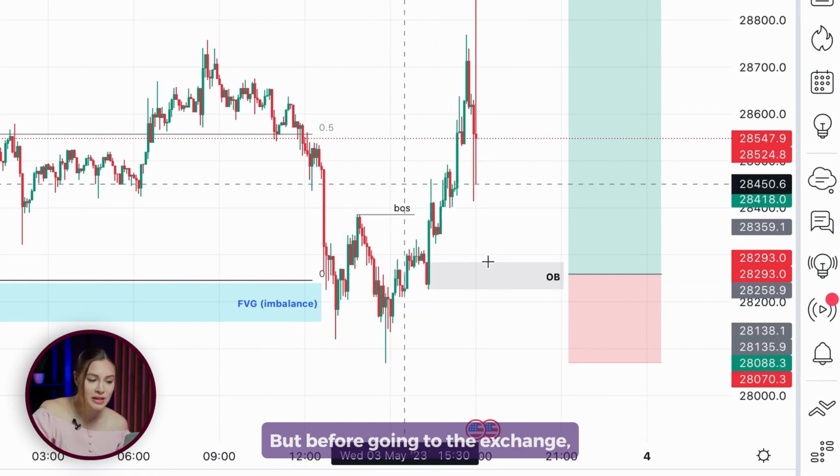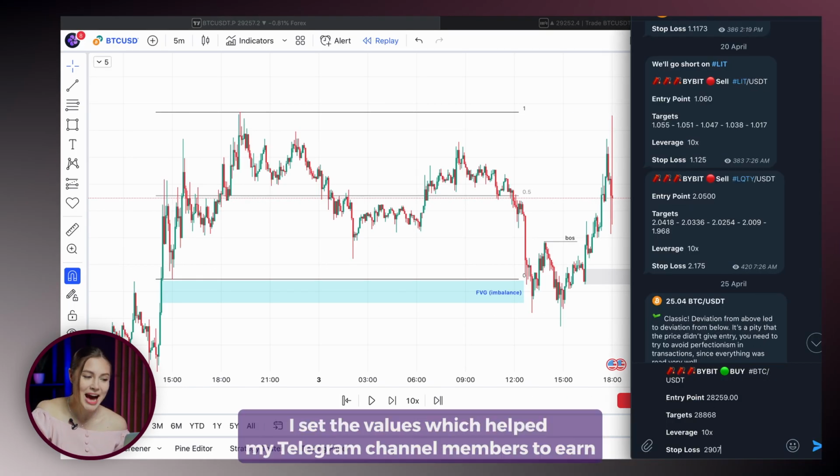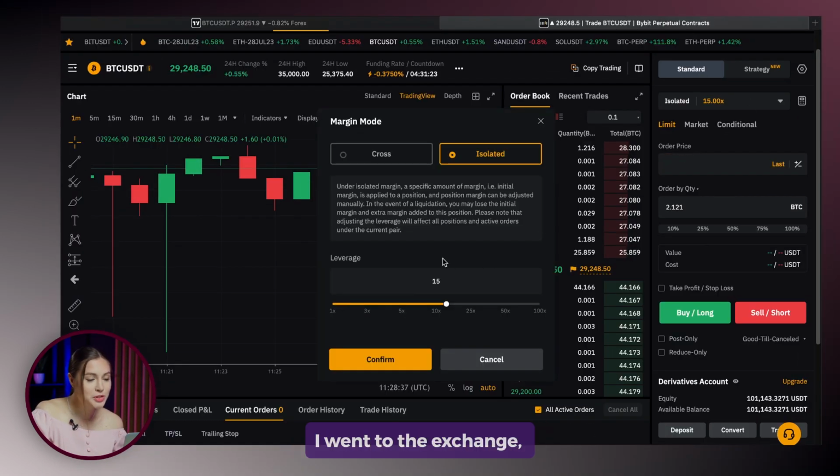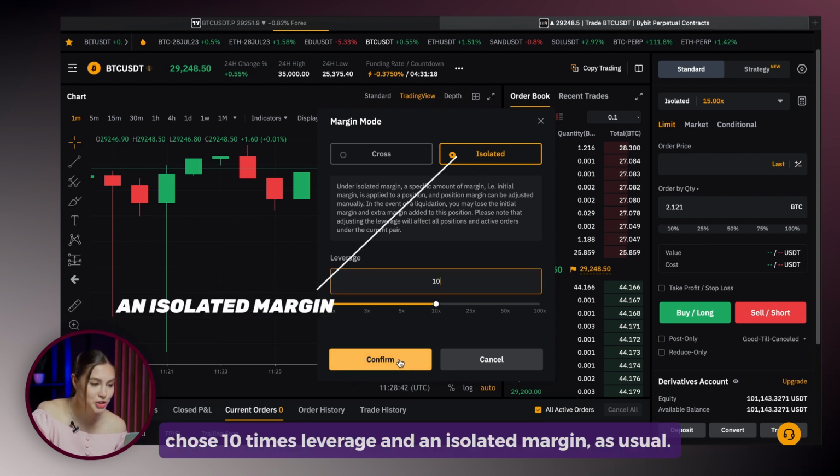But before going to the exchange, I sent a signal to my Telegram channel. Perfect. I set the values which helped my Telegram channel members to earn. After analyzing all factors, I went to the exchange, chose 10 times leverage and an isolated margin as usual.